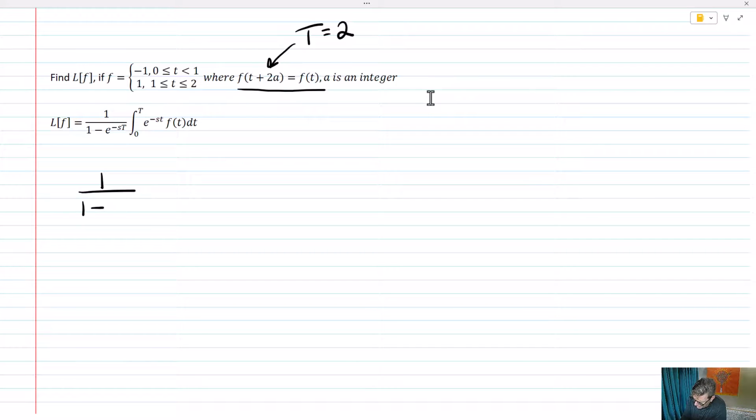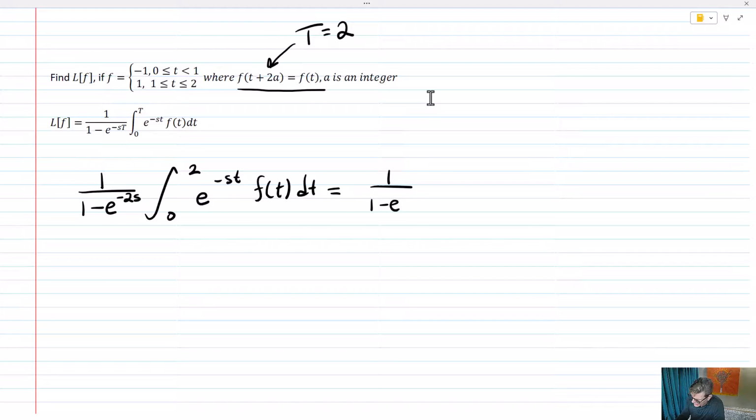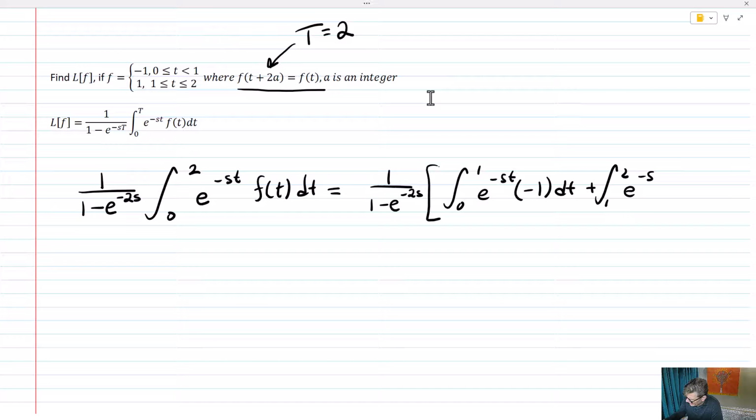So we've got 1 over 1 minus e to the negative 2s times the integral from 0 to 2 of e to the negative st f of t dt. And I remain with f of t dt because we're looking at a piecewise function. Now I'll separate it out. So I've got 1 over 1 minus e to the negative 2s times the integral from 0 to 1 of e to the negative st times negative 1 dt, plus the integral from 1 to 2 of e to the negative st dt, because it's 1 from 1 to 2.